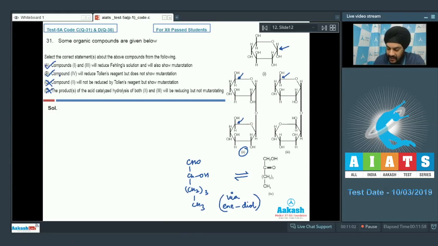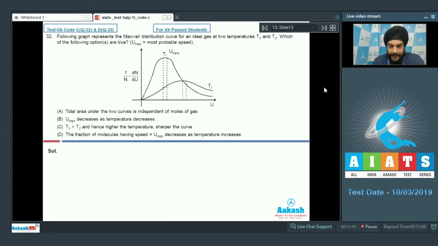Let us look at the next question. Question number 32. Following graph represents the Maxwell distribution curve for an ideal gas at two temperatures T1 and T2. Which of the following options are true? So it is given to us that UMPS represents the most probable speed. So we have been given the Maxwellian distribution in which on the y-axis we have plotted 1 by n dn by du, and on the x-axis we have plotted u.